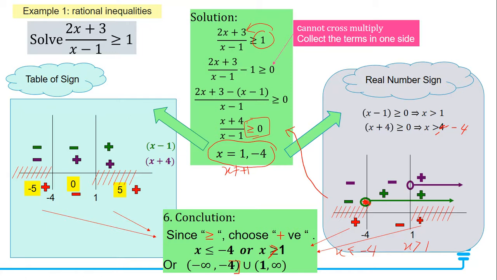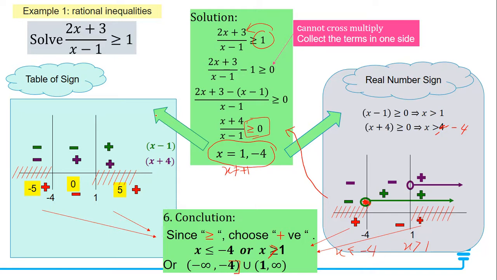I have -4 and 1. This is my number line, divided into boxes. We choose a number greater than 1, let's say I choose 5. A number between -4 and 1 is 0, and for a number less than -4, I choose -5. Maybe you want to choose -10, it's up to you, as long as it's smaller than -4.